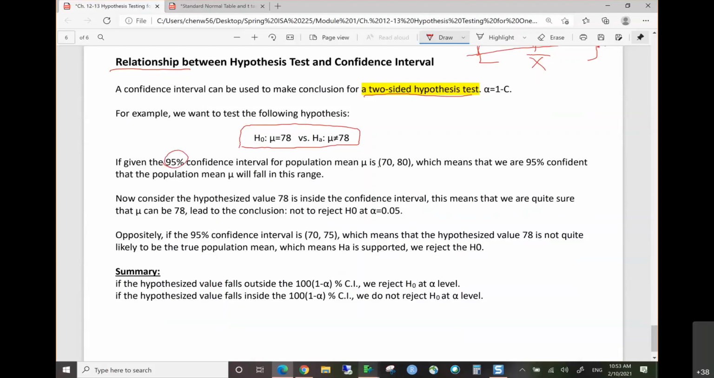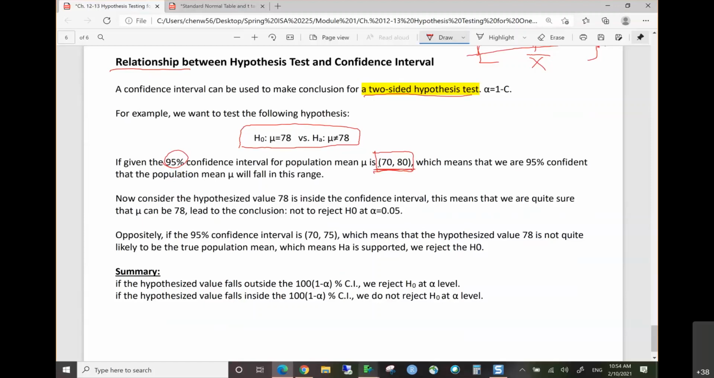But before I do the hypothesis test, I have already got the 95% confidence interval for the population mean as 70 to 80. Without going through the 4 steps, without calculating the test statistic, finding the p-value, can you make the conclusion based on this given confidence interval? You reject the null hypothesis, or you do not reject the null hypothesis. Think about it. What does the 95% confidence interval mean?